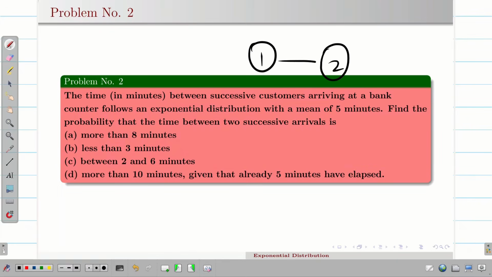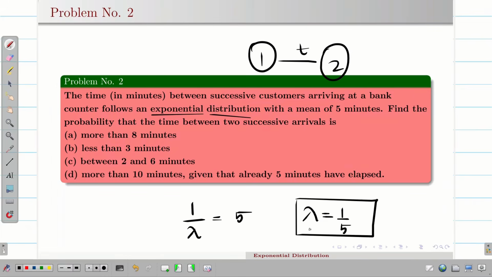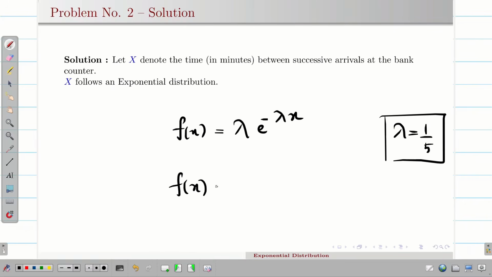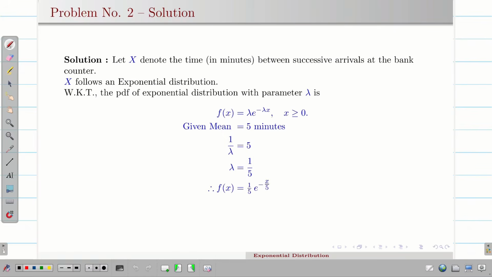The time between 2 successive customers arriving at a bank follows exponential distribution with the mean 5 minutes. So in exponential distribution, the mean is 1 by lambda. So 1 by lambda is 5, so lambda equal to 1 by 5. At first we write x follows exponential distribution. So my f of x is lambda into e power minus lambda x, where lambda is equal to 1 by 5. So substituting this, we get f of x is equal to 1 by 5 e power minus 1 by 5 into x. Next, we are going to solve the problem one by one.